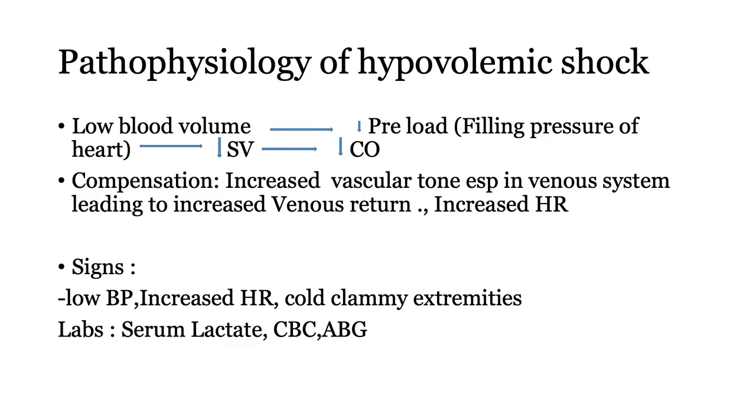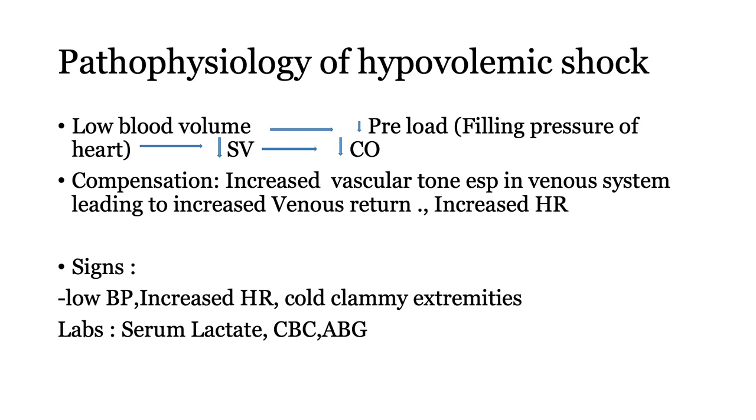So, pathophysiology of hypovolemic shock. Low blood volume leads to a reduction in the filling pressure of the heart, which is also called the preload. So reduction in preload will lead to a reduction in stroke volume, which will lead to a reduction in cardiac output. For compensation, there will be increased vascular tone, especially in the venous system, leading to an increase in the venous return. And then there will also be an increase in the heart rate.